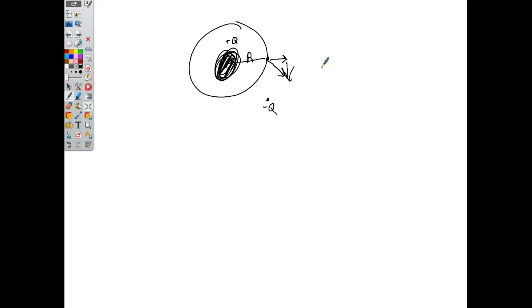Q over epsilon naught A. Let's label that first one you drew. Well, A is what? 4 pi r squared. Let's do 4 pi r squared. I'm just going to draw it out here. That's a capital, right? Yeah.